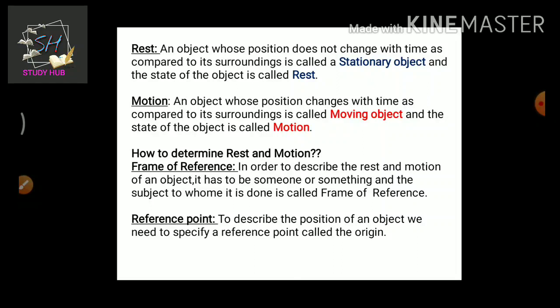And its opposite is motion. That means an object which changes its position with time. An object whose position changes with time is a moving object, and its state is called motion.